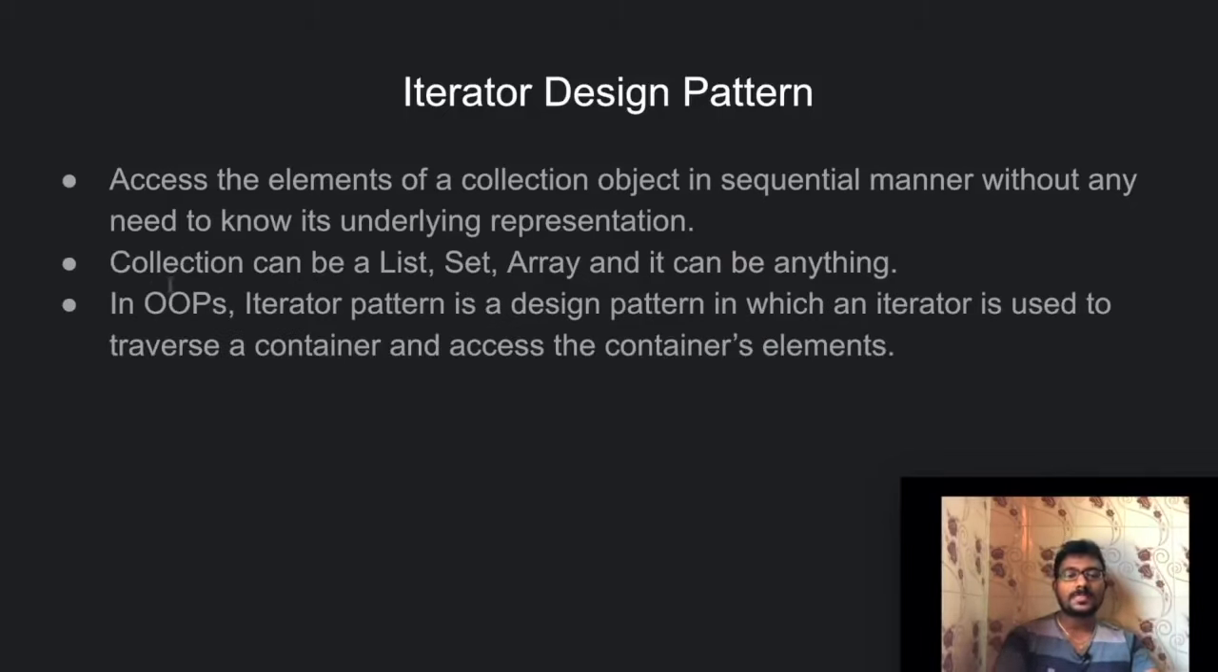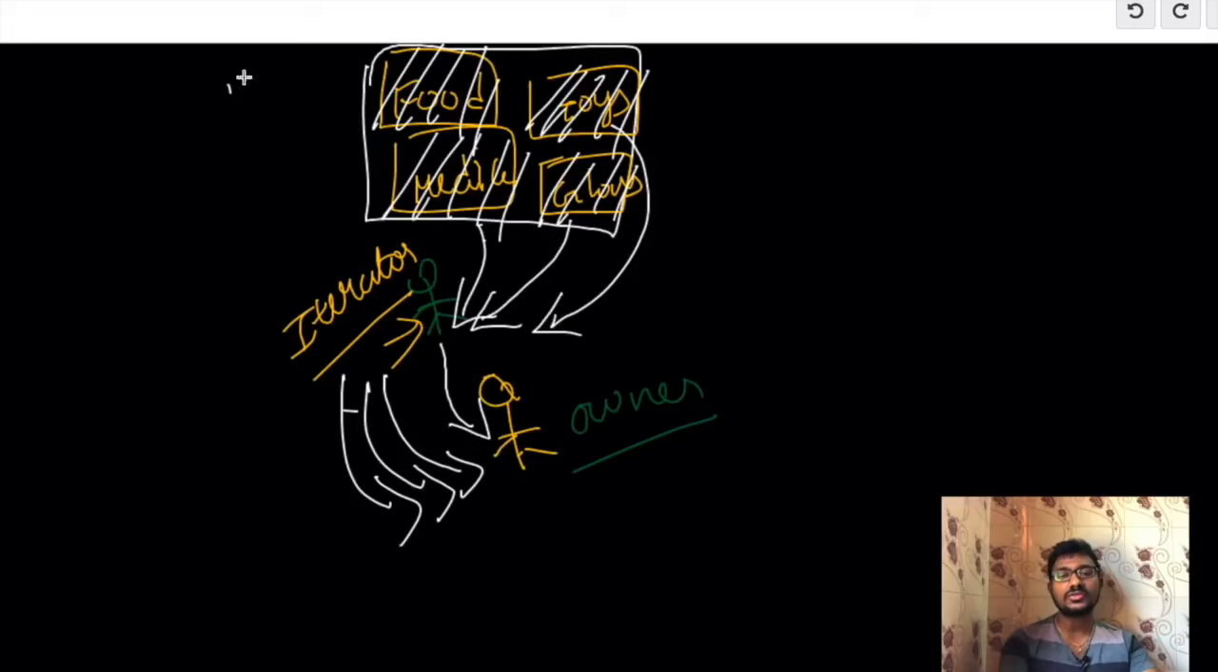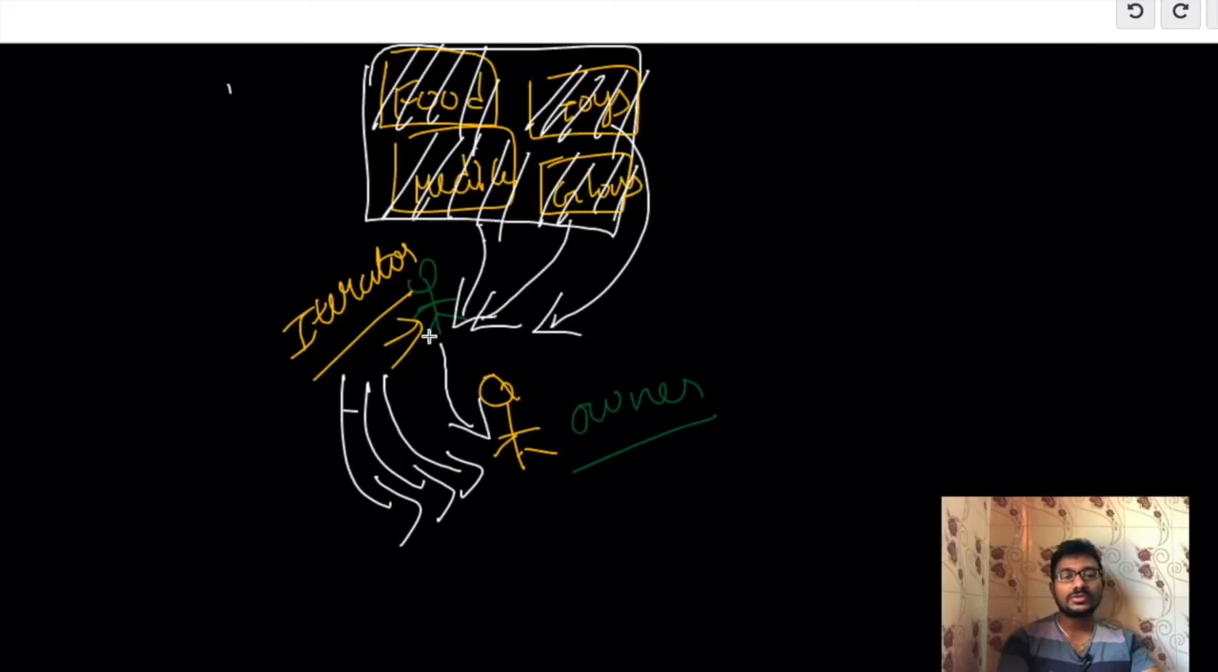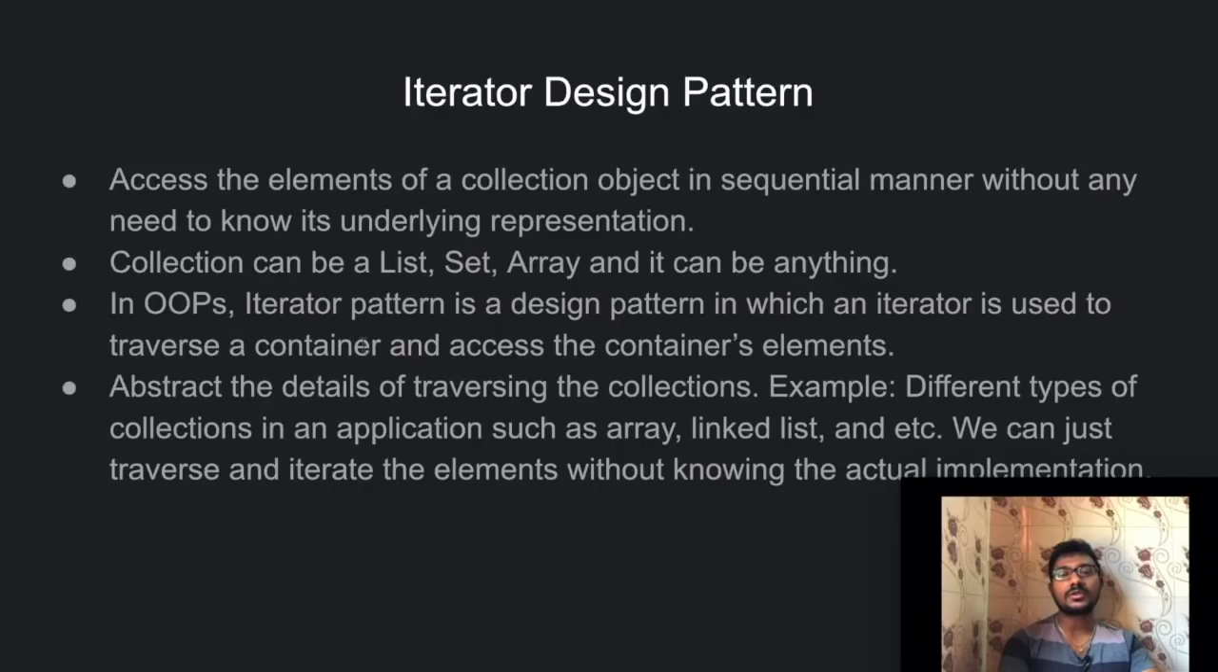And then OOPS. In OOPS, iterator pattern is a design pattern in which an iterator is used to traverse a container and access the container's element. So we have already discussed about this point in using this example. And then abstract the details of traversing the collection. So here this owner doesn't want to know the implementation details of this package information, so that would be handled by the iterator. That's what this point is stating.